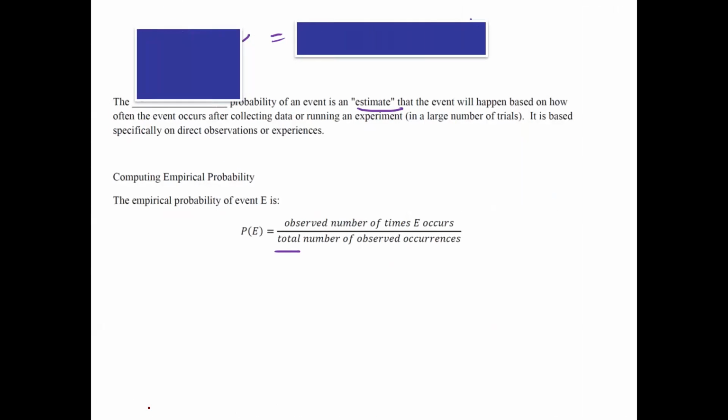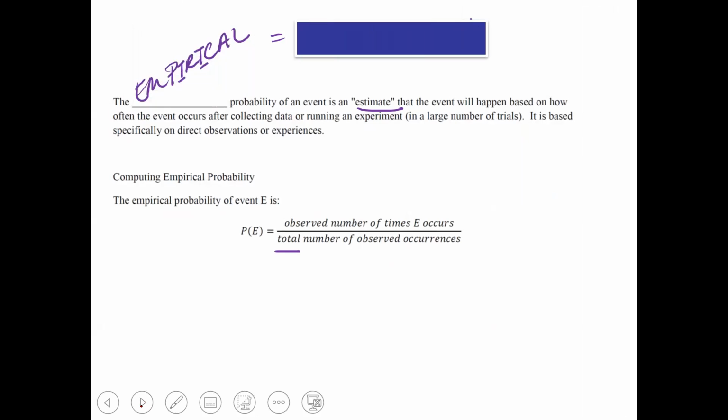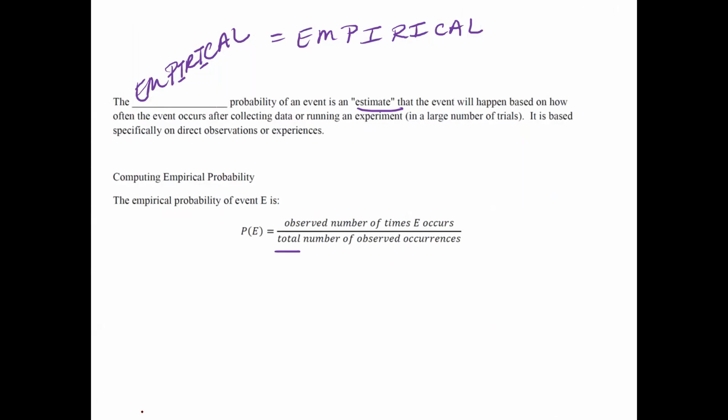Okay. Next we have the empirical probability of an event. It is an estimate that the event will happen based on how often that event occurs after collecting data or running an experiment, which includes a large number of trials. It is also based specifically on direct observation or experiences. So P of E, where the parenthesis is read "of," is the observed number of times E occurs divided by the total number of observed occurrences.